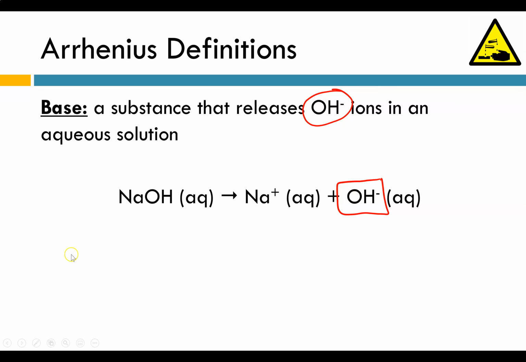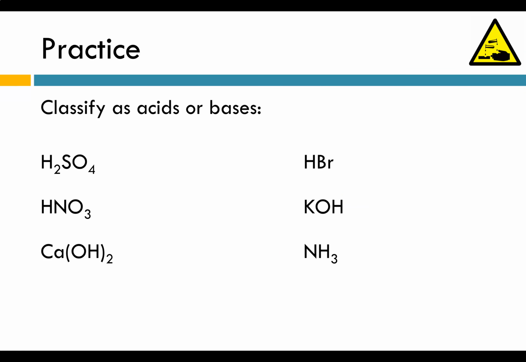All right, let's try out some practice problems. In the previous lesson, we talked a little bit about classifying acids and bases when you go to name them. See if you can remember those rules and apply them to these 6 substances. Is it an acid? Is it a base? Be able to support your answer. So pause the video, figure that out, and unpause it when you're ready to check your work. All right, let's take a look at these.